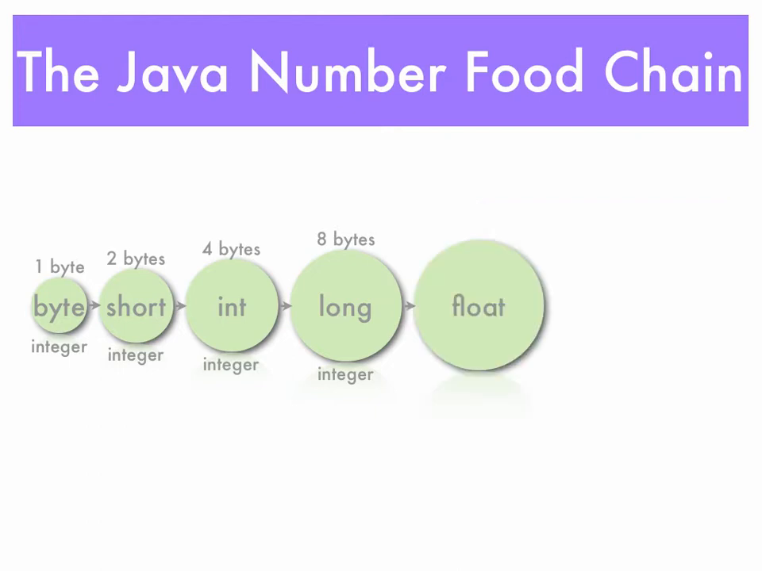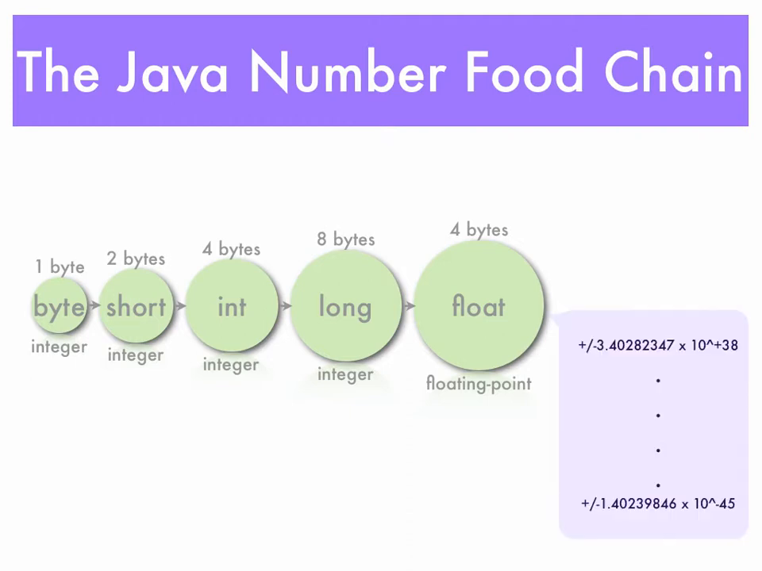Our next element is a float. And a float requires 4 bytes. It will hold floating point numbers, numbers with decimal values. The range for a floating point number is this: positive or negative 3.40282347 times 10 raised to the +38th. That means I can move that decimal point 38 positions to the right.